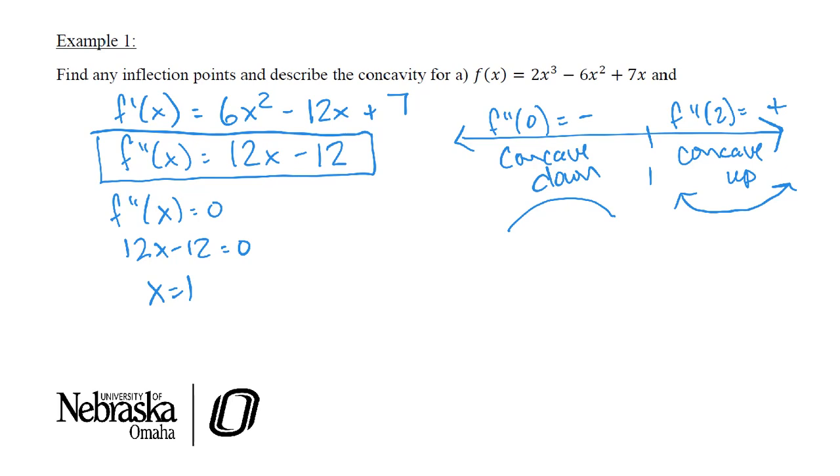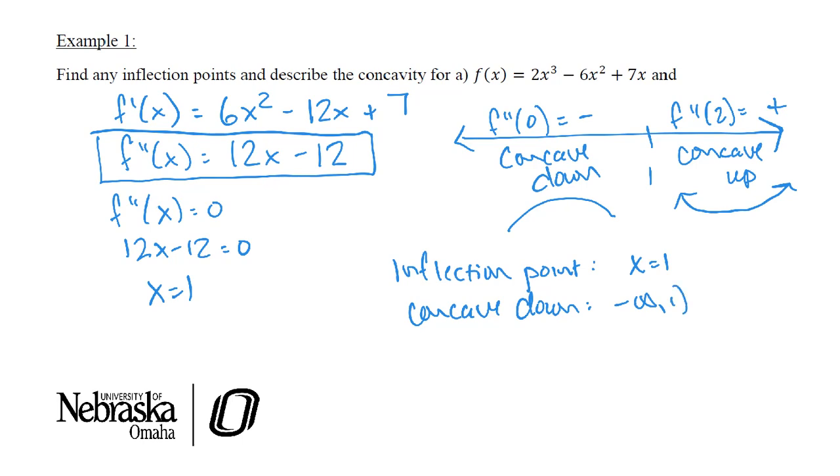Now, what is it asking us? Finding inflection points and describe the concavity. So our inflection point is x equals 1, and we are concave down from negative infinity to 1. Again, we use a parenthesis. We don't really define whether we're concave up or down at 1 because it's a changing spot. And then we are concave up from 1 to infinity.